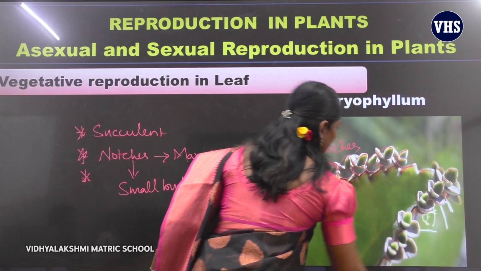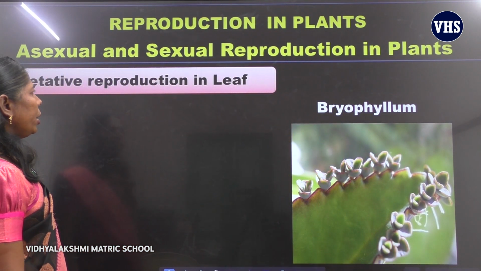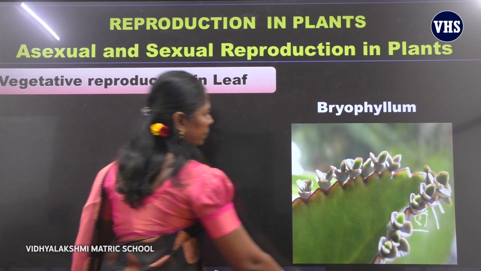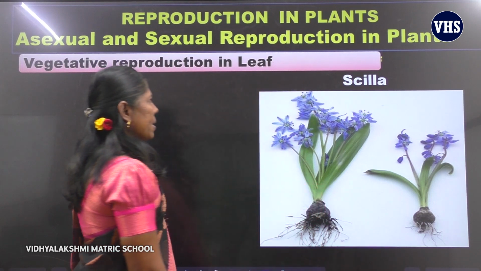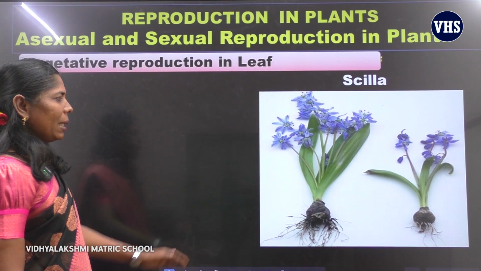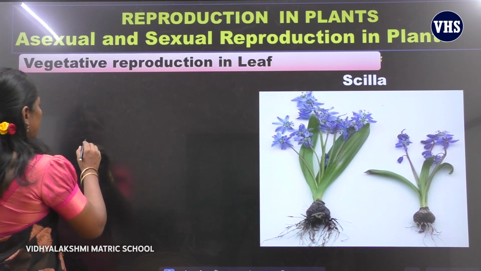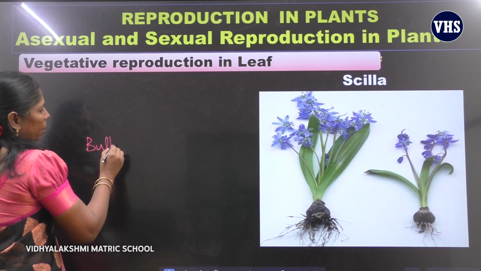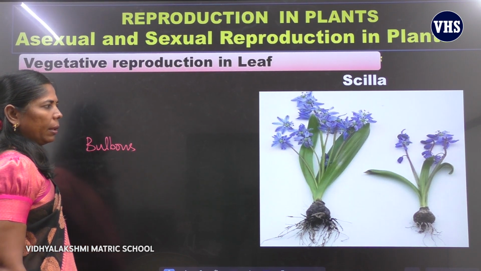And next we are going to see another example of vegetative reproduction in leaf. So another example is scilla. Okay, so scilla oda leaf pathinga appadina bulbous appdin solvom. Bulbous leaf. Okay, and the leaf பாருங்க.